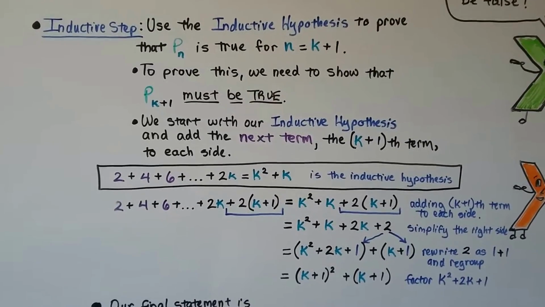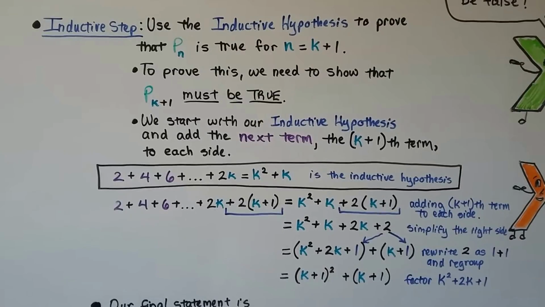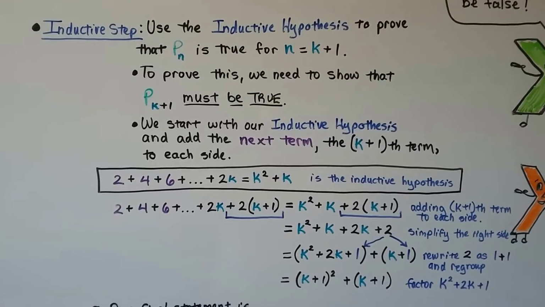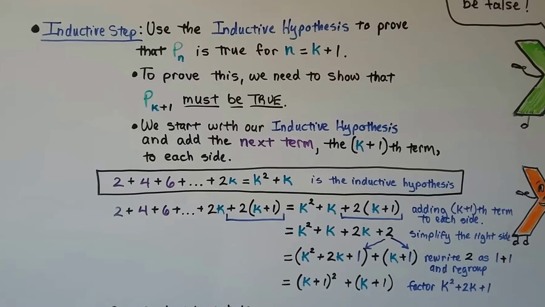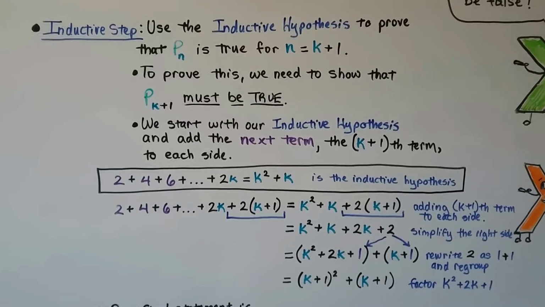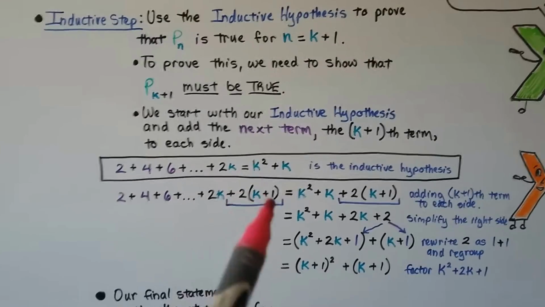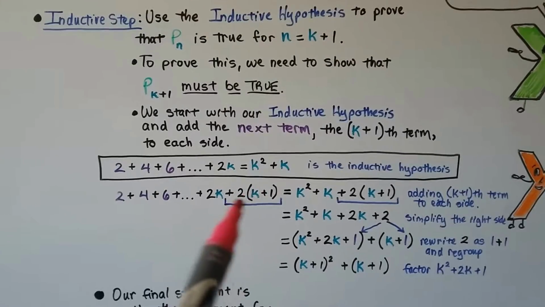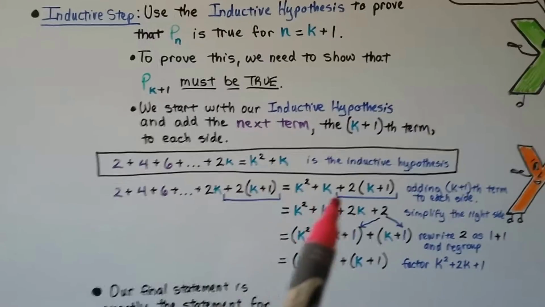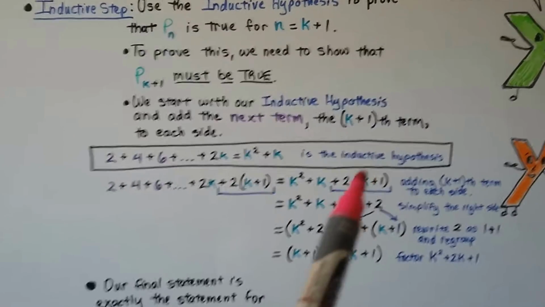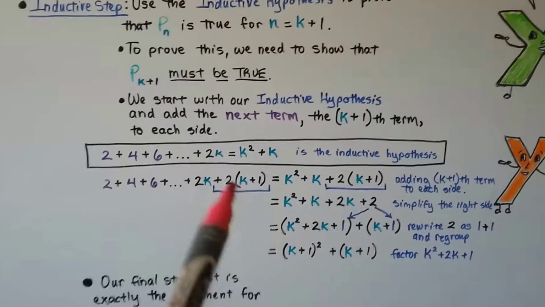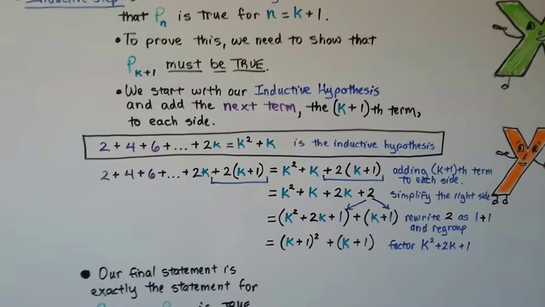So we start with our inductive hypothesis, where we replace the n with the k's, and we add the next term, that would be the k plus 1th term, to each side. So here's our inductive hypothesis. Here we add that k plus 1th term to each side. Now we've added it to each side of the equal sign.